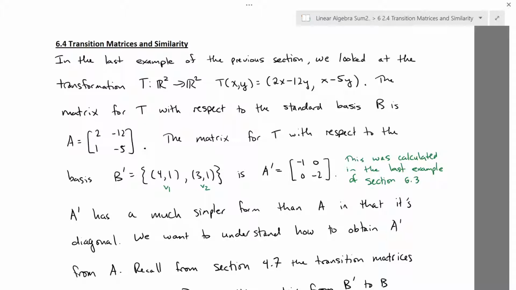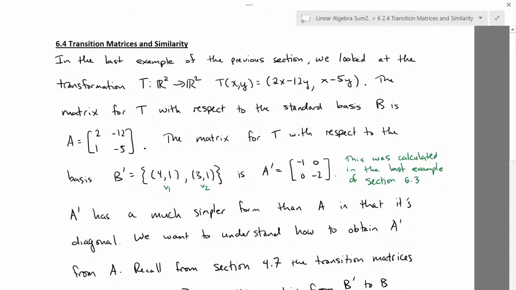If we look back at the last example in section 6.3, we looked at this linear transformation. T of (x, y) is given by this transformation, and if we take the standard basis for R2, then the matrix representation, you can just read off the coefficients here: 2, -12, and then 1, -5. So that's the standard matrix representation with the standard basis.